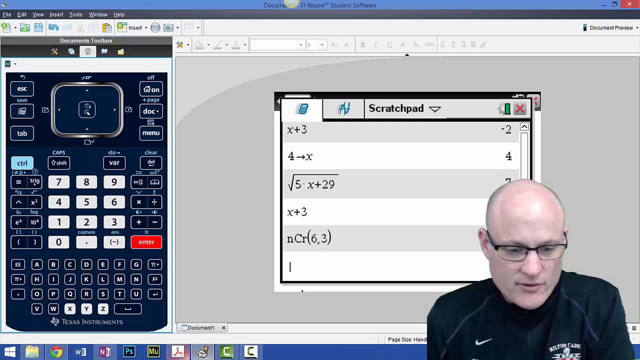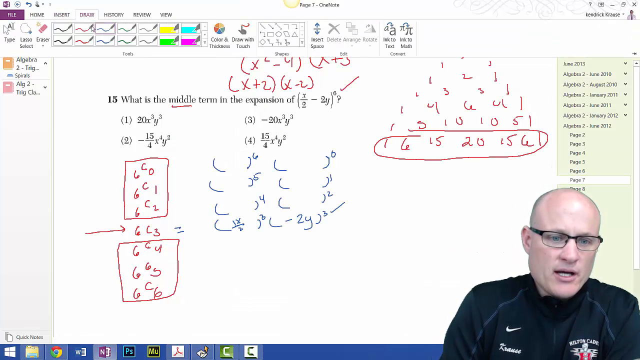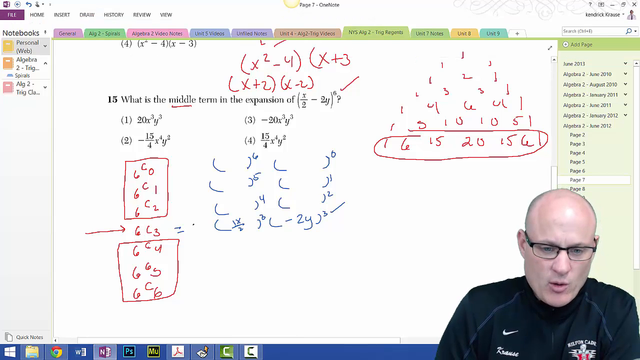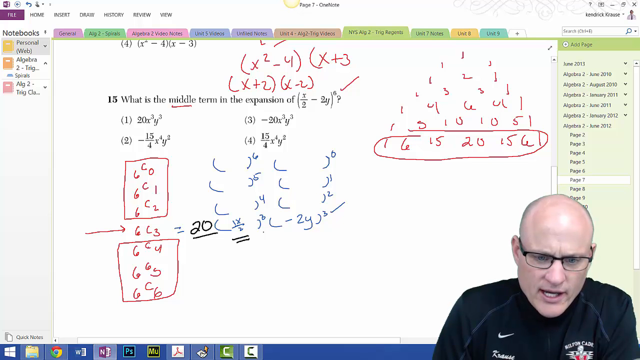Let's press enter. 20, that's what I was looking for. I thought so. So, I come over here. Let me change into black. This is 20. So what I want to do now is type everything into my calculator: 20, this 1/2 cubed, and this negative 2 cubed.